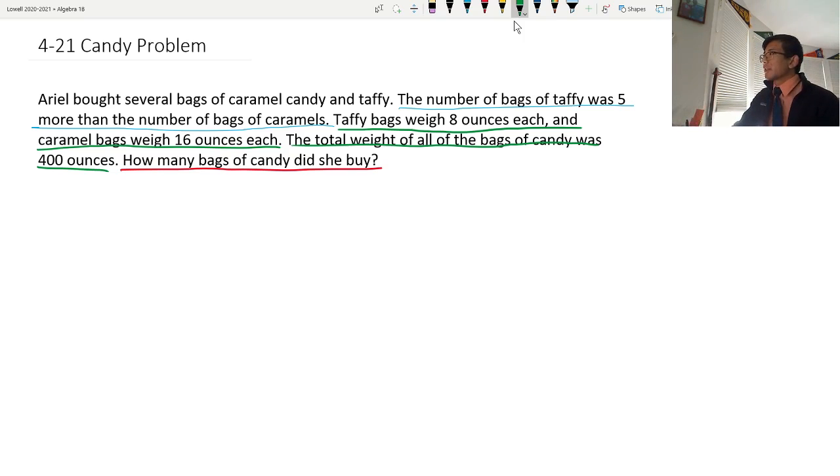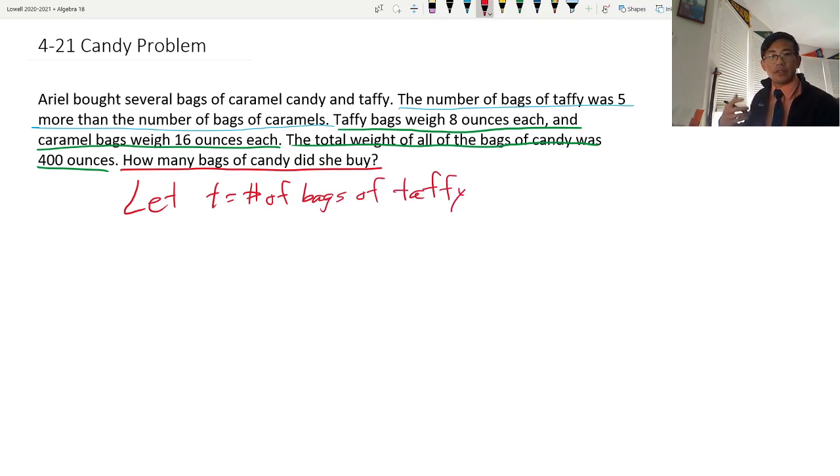Again, the question is how many bags of candy did she buy? So we're going to use that to figure out what our variables are. We'll write a let statement here. This is convenient because taffy and caramel start with different letters, so I always like to use those as my variables. Let t equal the number of bags of taffy.